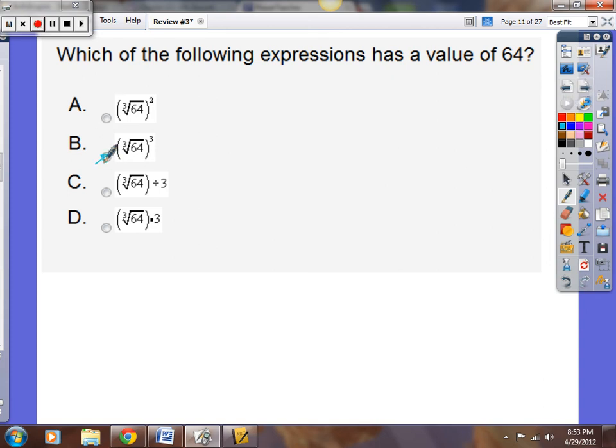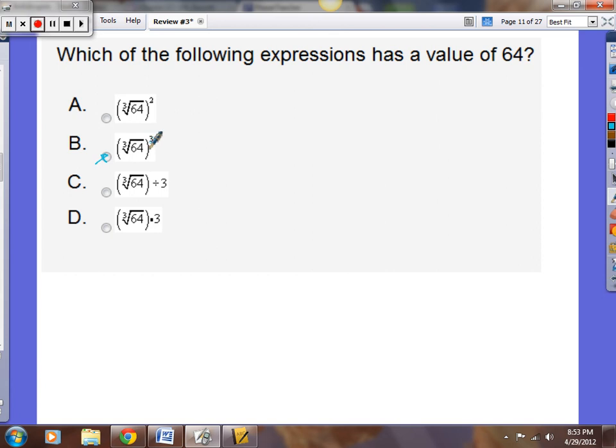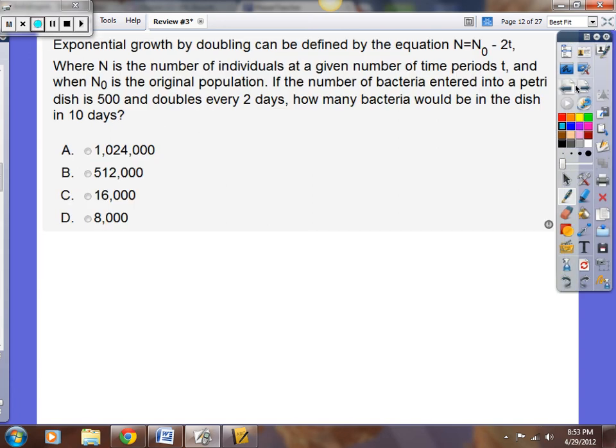B. I know that something cubed and something to the cube root, those are inverse operations, so they're going to undo each other, and it's just going to leave you with 64.